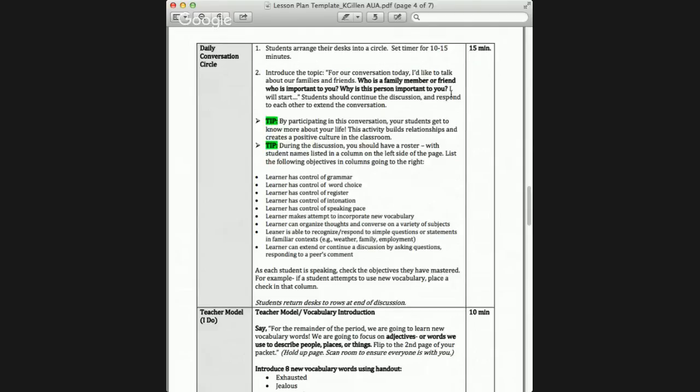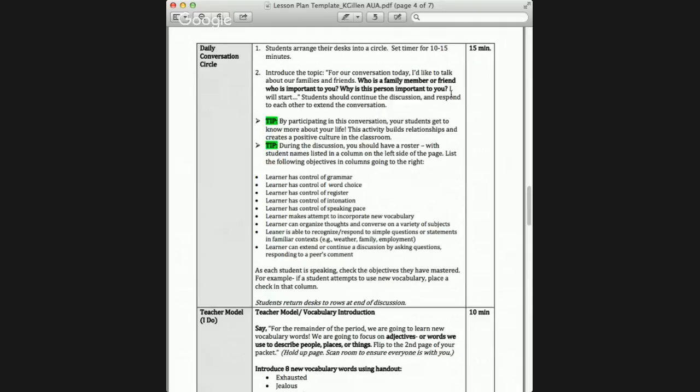And I want to stress that you should also participate in this conversation circle because it's a great way for your students to get to know more about you and your daily life. So my topic for the day is, who is a family member or friend who is important to you? Why is this important to you? And then I, as the teacher, would start the conversation and then ask students to continue the discussion.